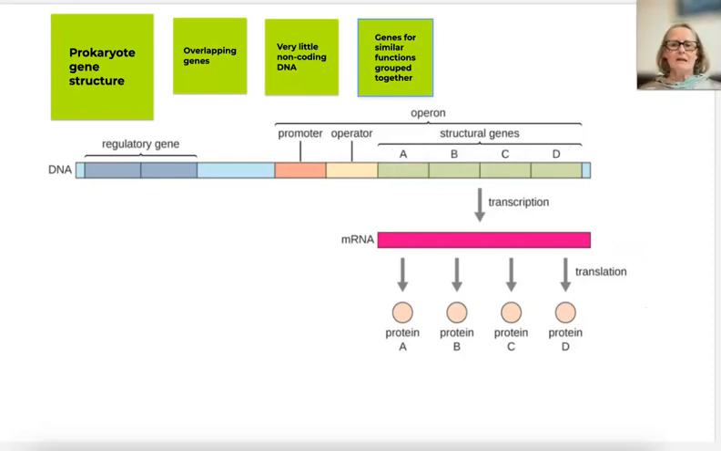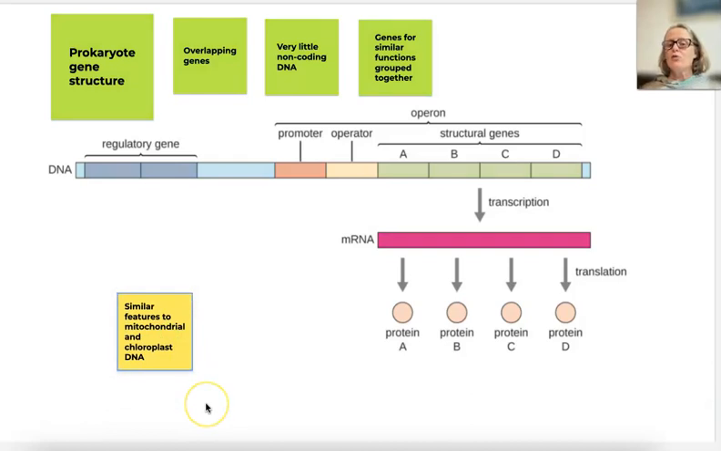Now, interestingly, mitochondrial and chloroplast DNA look very similar in their organization to prokaryotic DNA. And that's probably because the theory goes that mitochondria and chloroplasts were once free living prokaryotic organisms.